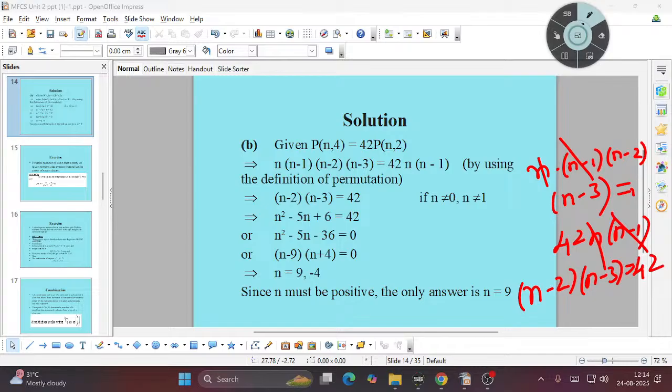Next what should we do? What should we do here? n into n, n square minus 3n minus 2n plus 6 equal to 42. Okay, n square minus 5n plus 6 equal to 42, so n square minus 5n equal to 42 minus 6. How much? n square minus 5n minus 36 equal to 0. Does 36 come? Right. Next, what should you do here? 9 4s are 36. n square minus 9n plus 4n minus 36 equal to 0.